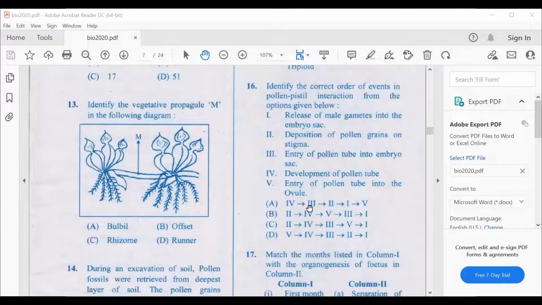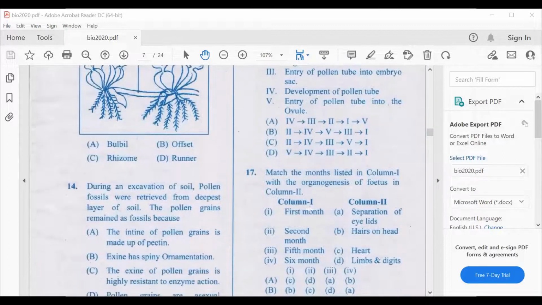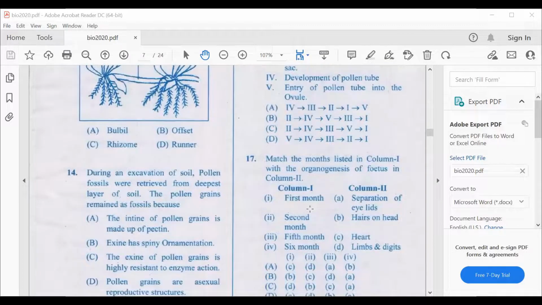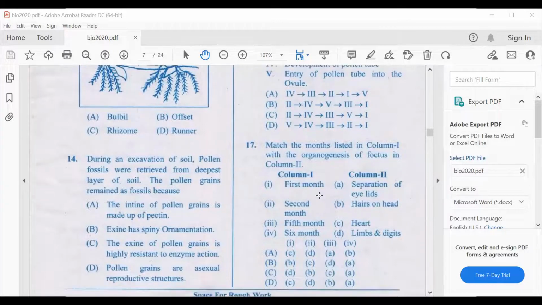Good going. So 17th question is, match the months listed in column 1 with the organogenesis of fetus in column 2. So first month, second month, fifth month, sixth month. What all will develop? That is given in column 2. So like that you have to match. First month, separation of eyelids. Second month, hairs on head. Fifth month, heart. Sixth month, limbs and digit. What is the right answer? Let me know. Below the options are given.